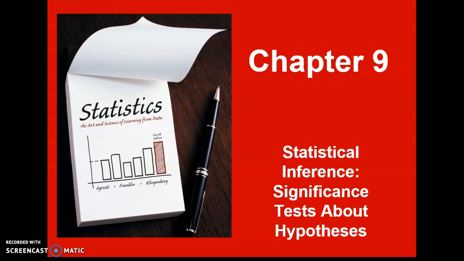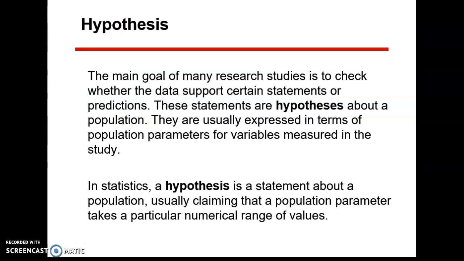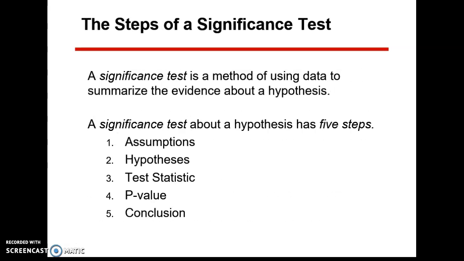We start a new chapter today, and basically it's about doing experiments. So section 1 goes over the steps to perform what's called a significance test. I'll let you read this. Basically, we're going to try to make some hypothesis about a population based on some sample we have. And we have several tests for it.